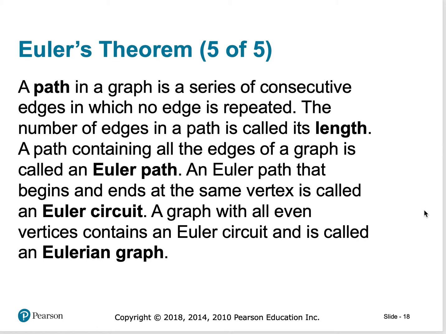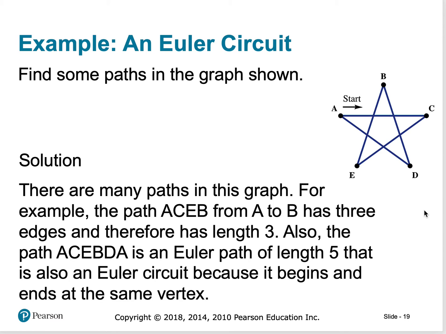An Euler path would be one that begins and ends at the same vertex, and it's going to be an Euler circuit. The graph with all even vertices would contain an Euler circuit and would be called an Eulerian graph. Lots of vocabulary in this section, guys.